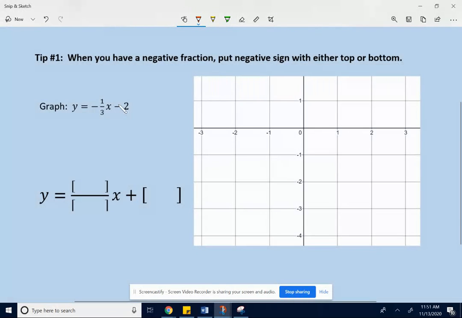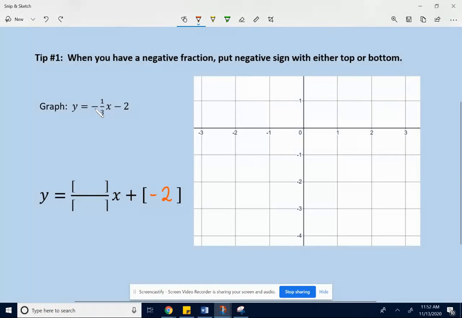Okay, so first of all, let's do the subtracted 2. If you have a subtracted 2, that's the same as an added negative 2, because subtraction is the same as adding its opposite. Now the negative 1/3 is a little trickier, but notice that that negative doesn't belong anywhere.